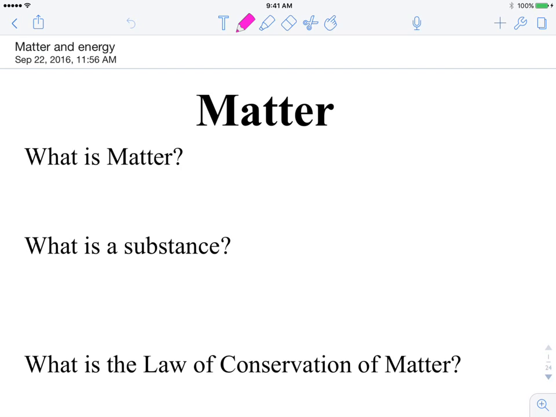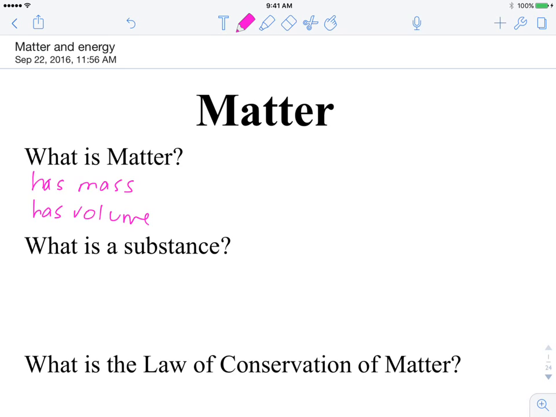So the first thing that you really need to understand, what is matter? And so the textbook definition, when I think about what matter is, I think about it having two main qualities. One is that it has mass, and the other is that it has a volume, or it takes up space. So it's anything that has mass and takes up space. If it follows these two properties, then it will be considered to be matter.